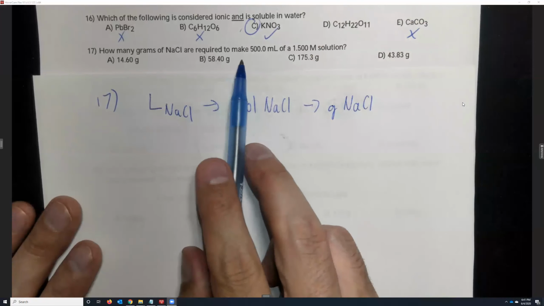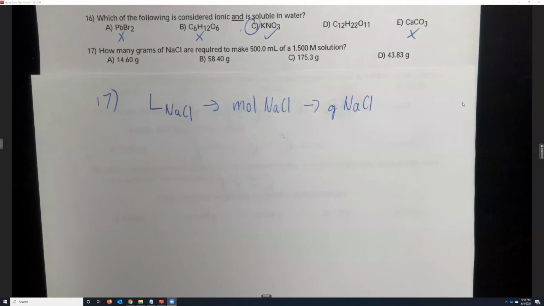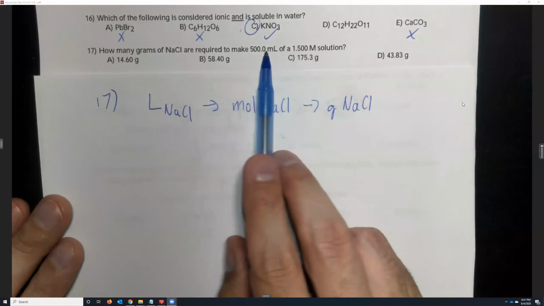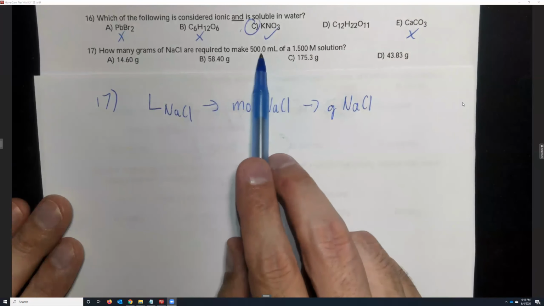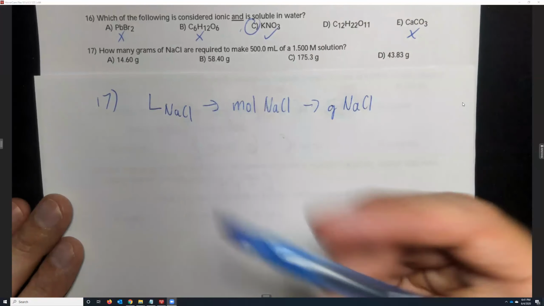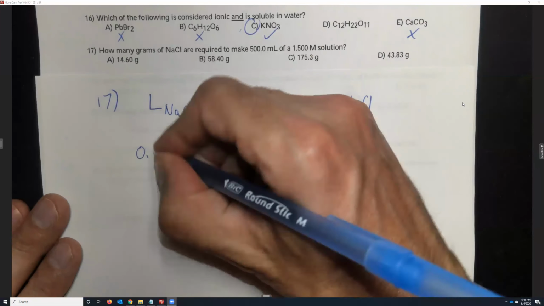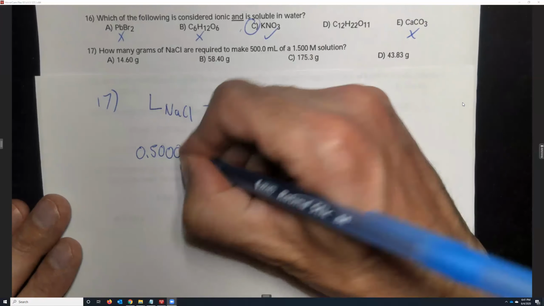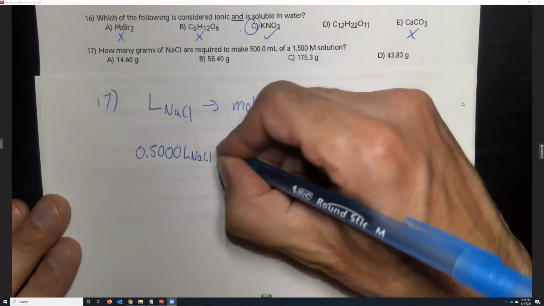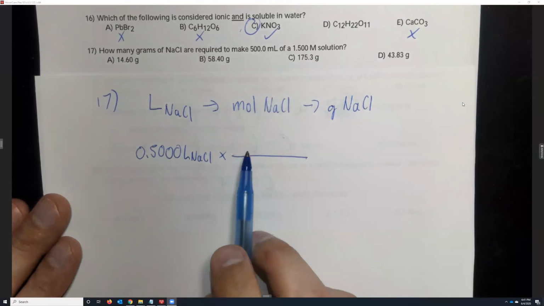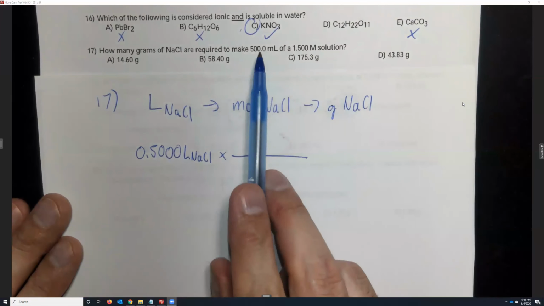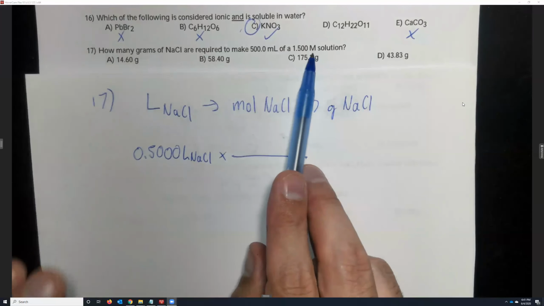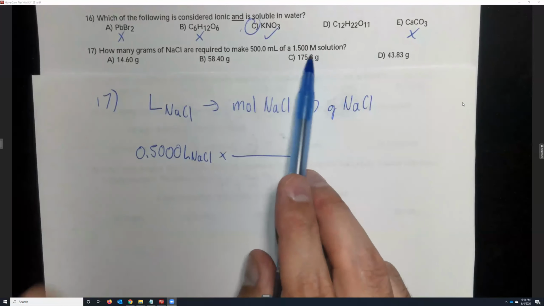In molarity, with the exception of the dilution equation, the volume always has to be in liters. So we're never using milliliters. We have to take this milliliters and divide it by 1,000. 500 divided by 1,000 is half, so 0.5000 liters of NaCl. Now we need to convert it to moles. In order to convert from liters to moles, we have to use the molarity.